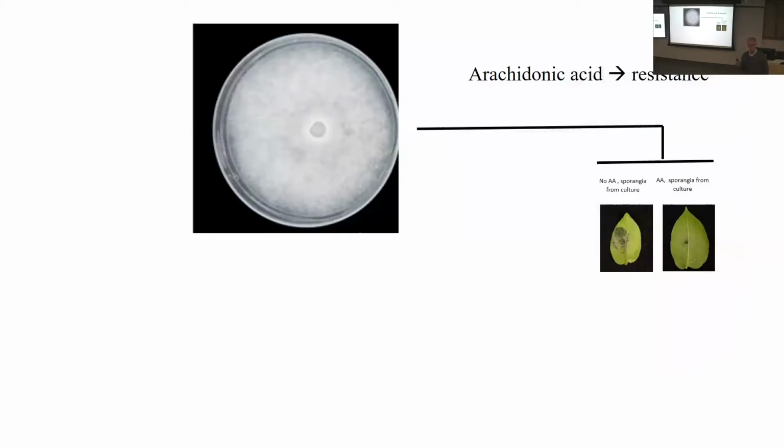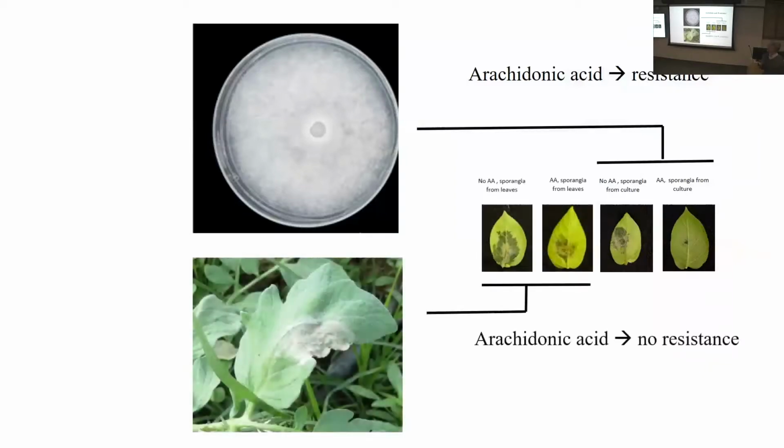The problem came a couple years later when we tried to repeat some of that work. We got the following result. And we got the result because we took our sporangia from a leaflet, and this is what we obtained. There was absolutely no effect of the arachidonic acid if we took the sporangia from the leaflet. We did the experiment properly. We had this control, and we got that result, that if we took the sporangia from a plate, then we saw the effect of arachidonic acid. If we took the sporangia from a leaflet, we did not see the effect of arachidonic acid.